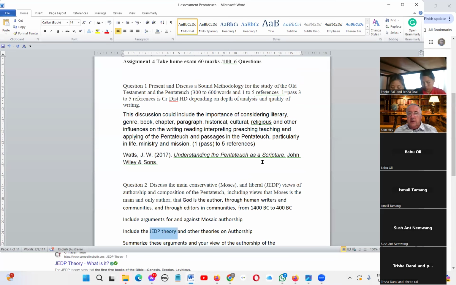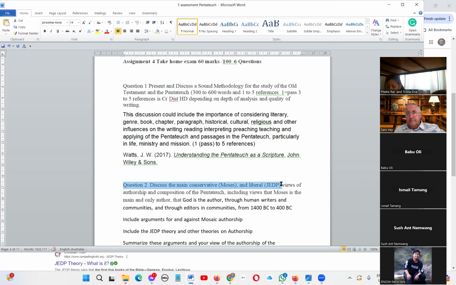Sush, can you just outline what students are being asked to do in the take-home exam? Six questions, 60 marks, and question 1 and 2. Question 1, methodology. Question 2, authorship. Sush, can you outline that in Nepali for the students, please? So over to Sush. Thank you, Sush.